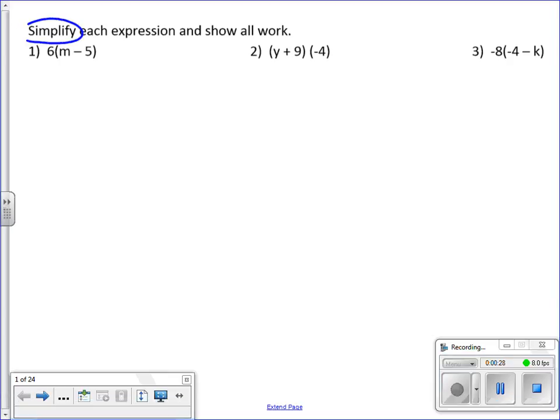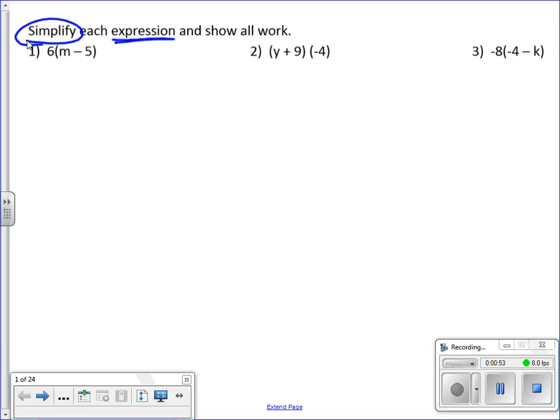Simplify means I'm going to get my expression, and here's the other clue in here, it's an expression, to be as simple as possible. Now in each one of these cases, basically I'm going to get rid of any parentheses I have. In addition to that though, if I can combine any like terms, I'm also going to combine like terms. So in this first one here, this is distributive property.